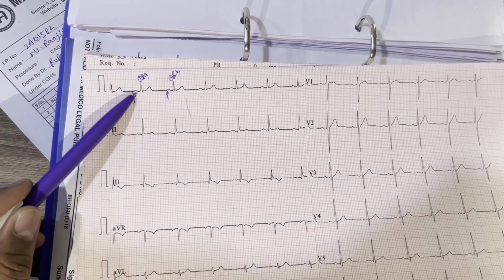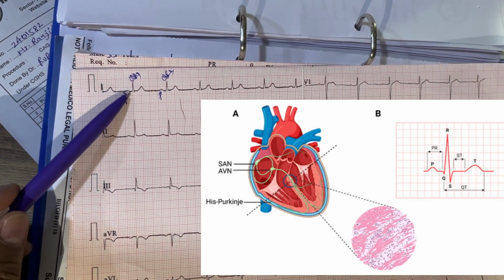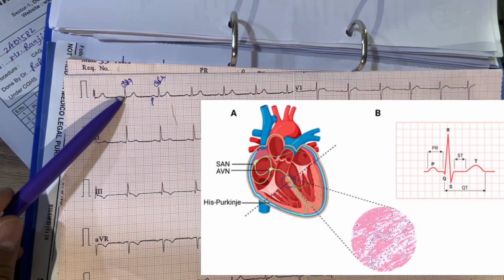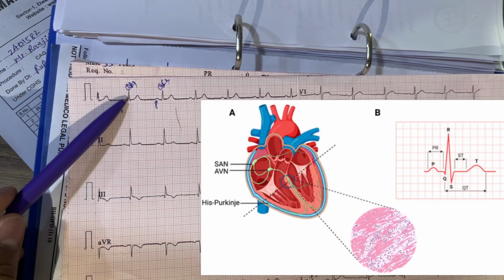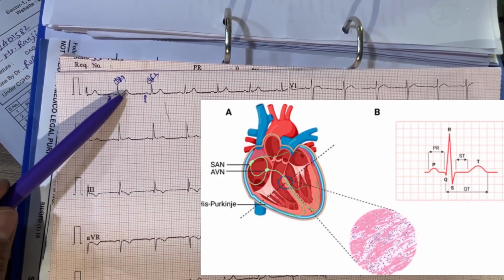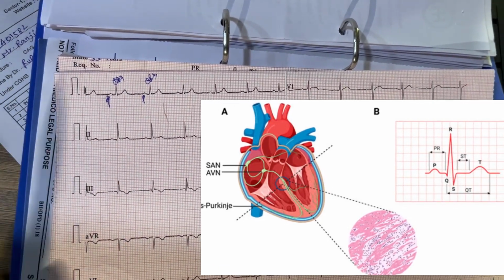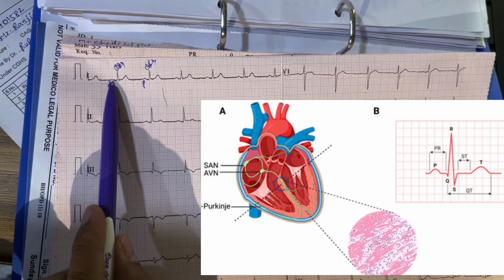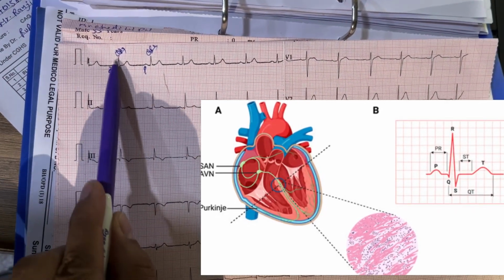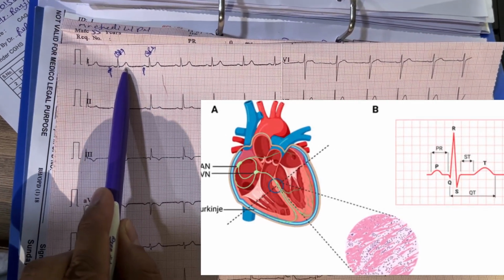P wave indicates atrial depolarization, and this PR interval depicts the time for the impulse to travel from atria to the ventricles through His bundle system, and this QRS, Q, R and S, depicts ventricular depolarization, and T wave indicates ventricular repolarization. So we can see that every atrial depolarization or atrial contraction is followed by travel of the impulse to the ventricle, followed by ventricular contraction or ventricular depolarization, followed by relaxation of the ventricular muscle.